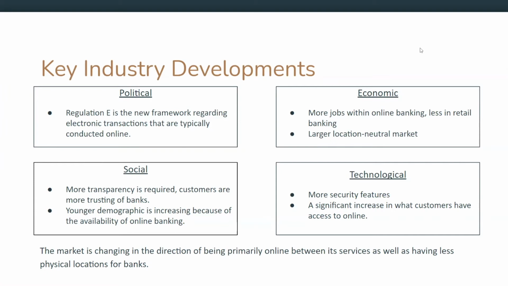Technological trend: there are more security features now in banking. There must be firewalls to protect transaction and customer information. All information such as PINs, card numbers, account numbers, and customer information must be secured through encryption. This is leading to people having more trust in online banking and an increase in what they have access to. So you see that the market for online banking is becoming more online, obviously, and it's switching over from physical retail banking locations to more online services.